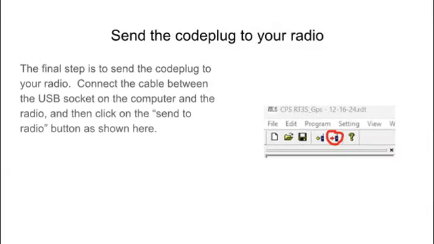The final step is to send the code plug to your radio. Connect the cable between the USB socket on the computer and the radio, and then click on the Send to Radio button as shown here. After this, you can start using the radio per the manufacturer's instruction manual.